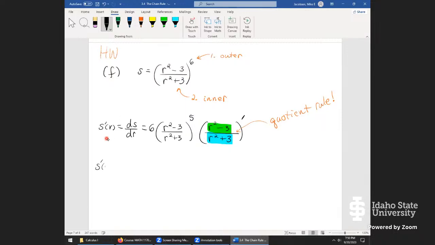So S prime at R is going to be, so far, I'm going to break this down just a little bit because this is going to simplify in a weird way. I'm going to take 6 times (r squared minus 3) to the power 5 divided by (r squared plus 3) to the power 5. So all I've done is I've raised the numerator and denominator to the 5th power and then just multiplied 6 into the numerator like that. Then this is where all the action's happening over here on the right. So let's set up our quotient rule.